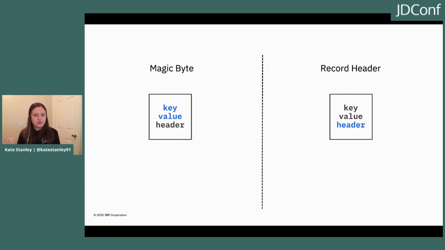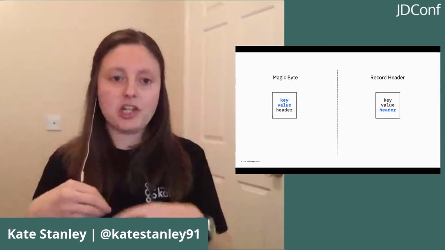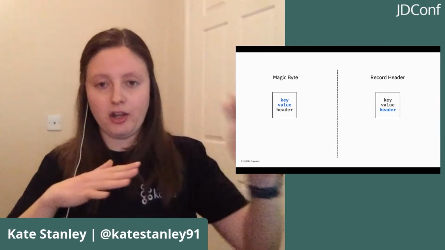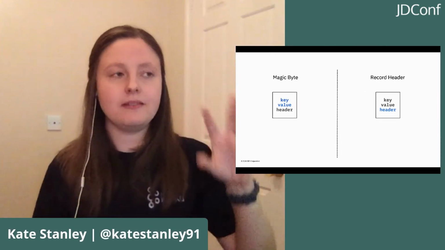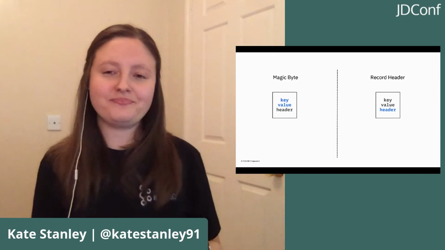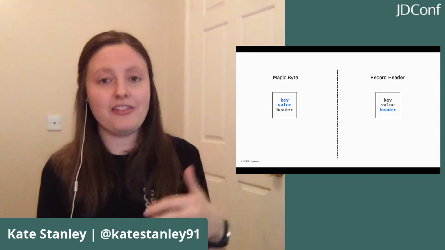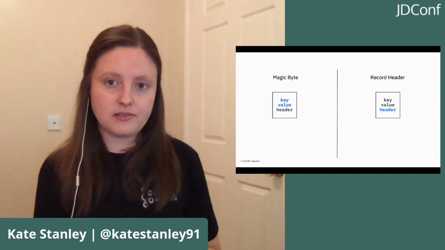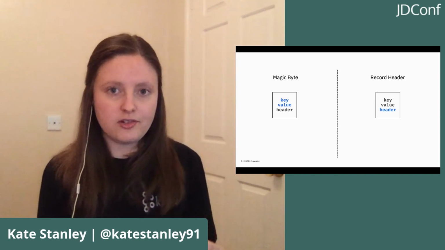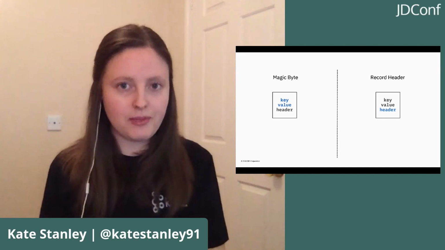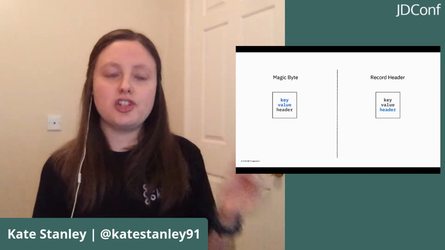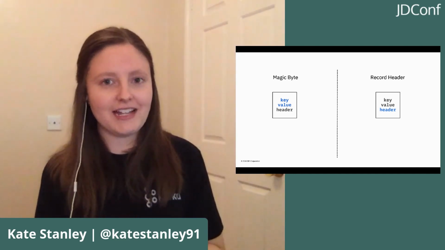So we have these two different approaches. You can either include the schema ID with a magic byte in the key or the value, depending on which entry is using a schema, or you can add all of the information for both the key and the value schemas in the headers. But the important thing to note is when you're producing and then consuming, the consumer needs to know which one to look at.